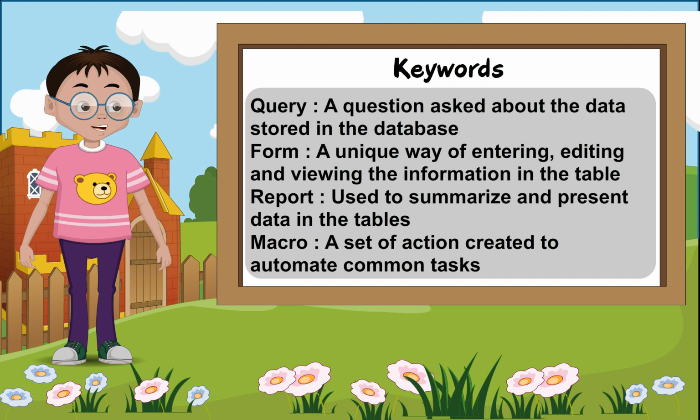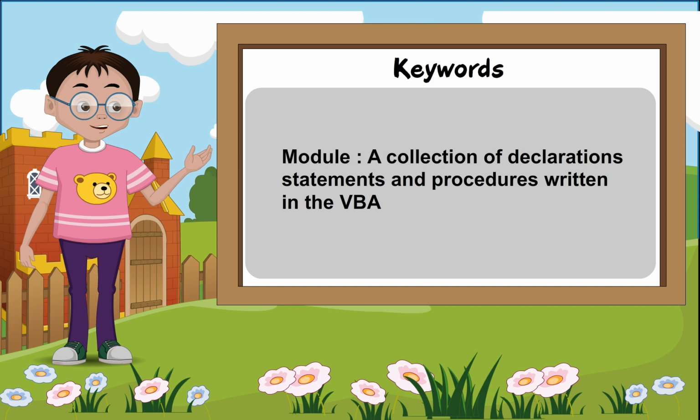Form. A unique way of entering, editing, and viewing the information in the table. Report. Used to summarize and present data in the tables. Macro. A set of actions created to automate common tasks. Module. A collection of declarations, statements, and procedures written in the VBA.